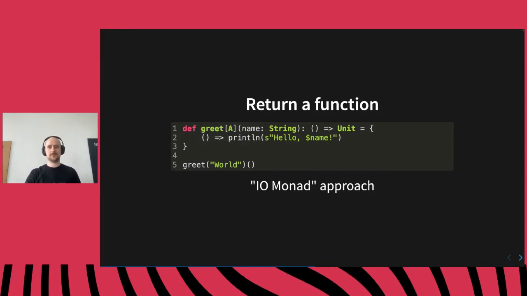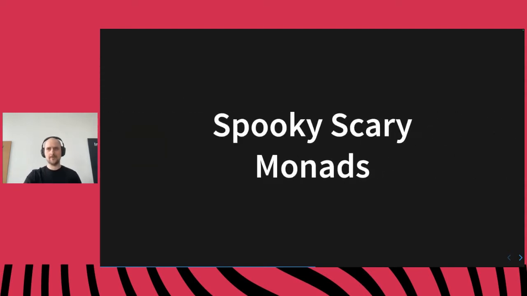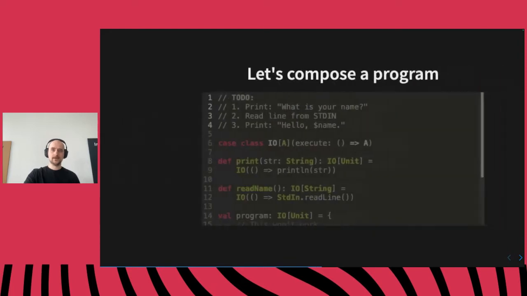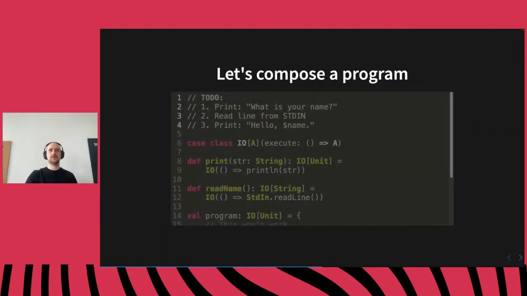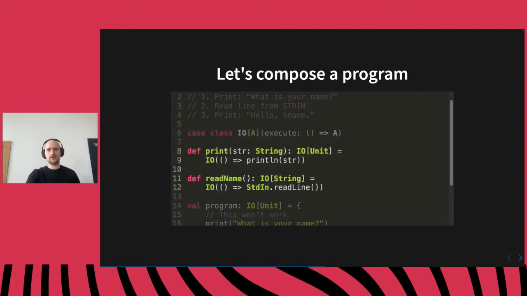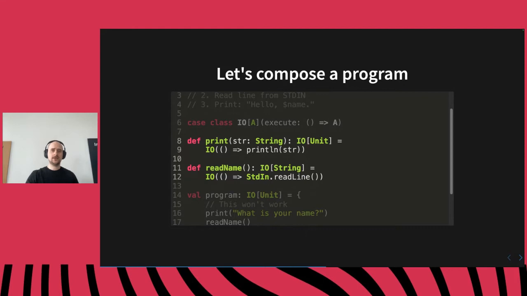And I want to tell you a bit more about IO, but first I used the word monads multiple times now, and you might be scared. So let's talk about them. And for this, let's compose another program that prints a question, what is your name, reads a line from input, and then prints the greeting. And for this, we use our IO type, which is now not just a function, but a case class that wraps this function.